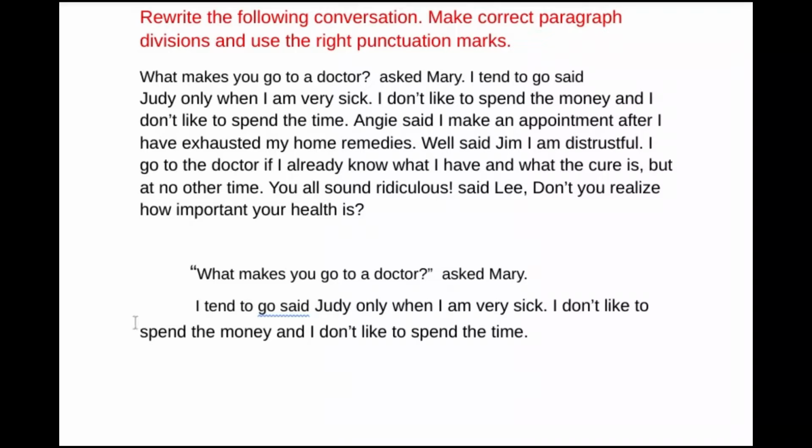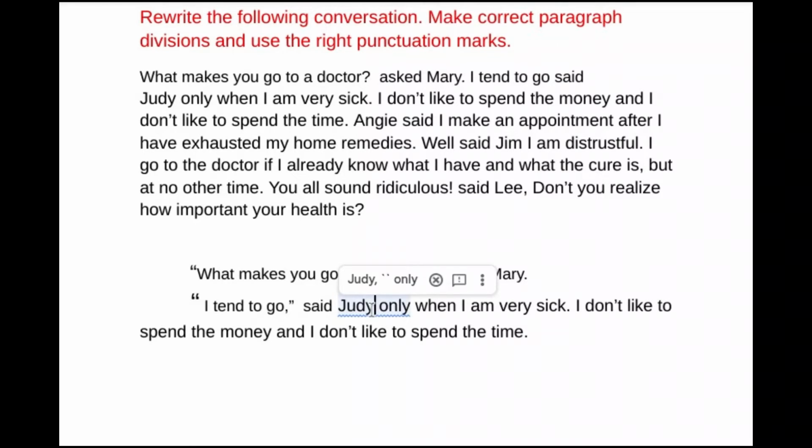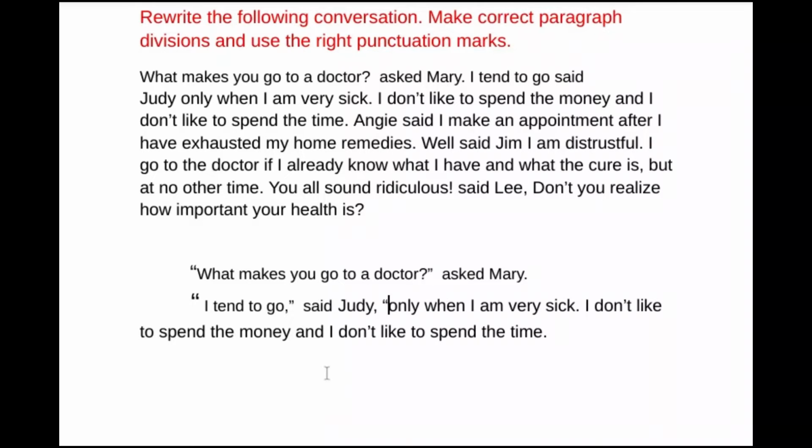So here we go. We need to open up with her direct conversation. I tend to go. We're going to enclose the first part of her conversation. I tend to go, said Judy. Said Judy is the quotation tag, but she's not finished with her conversation. So you want to continue with a small o because Judy is saying, I tend to go only when I'm very sick. There's a brief interruption, so we are going to continue by opening our quotation marks again.